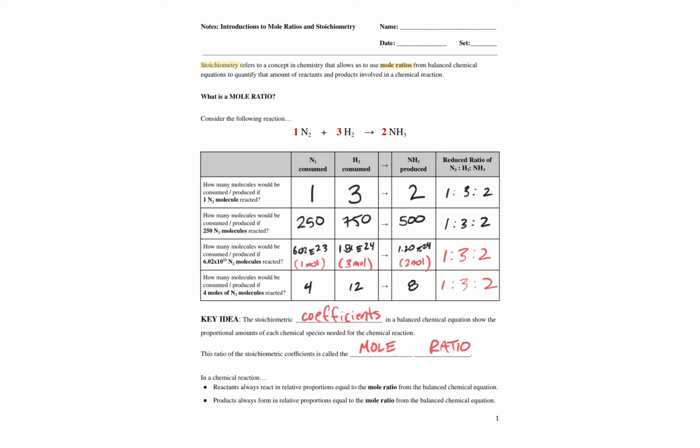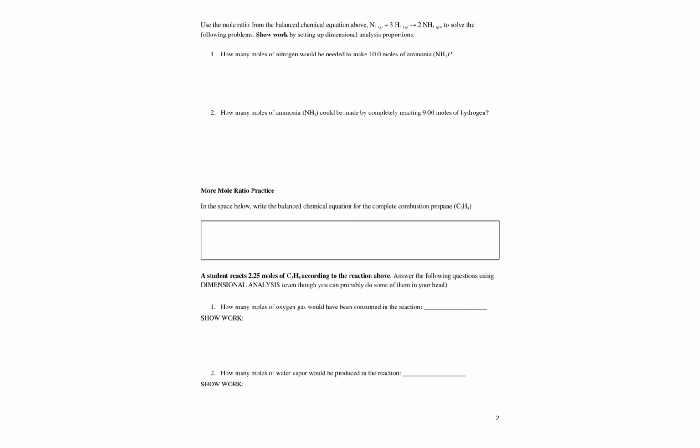So knowing these mole ratios allows us to quantify how much material will be consumed in a reaction and how much material will be produced in a reaction. Now let's try to apply this concept of the mole ratio. So let's use the mole ratios from the balanced chemical equation above, where 1 N2 reacts with 3 H2 to produce 2 NH3, to solve the following problems. We're going to use dimensional analysis for each of these.